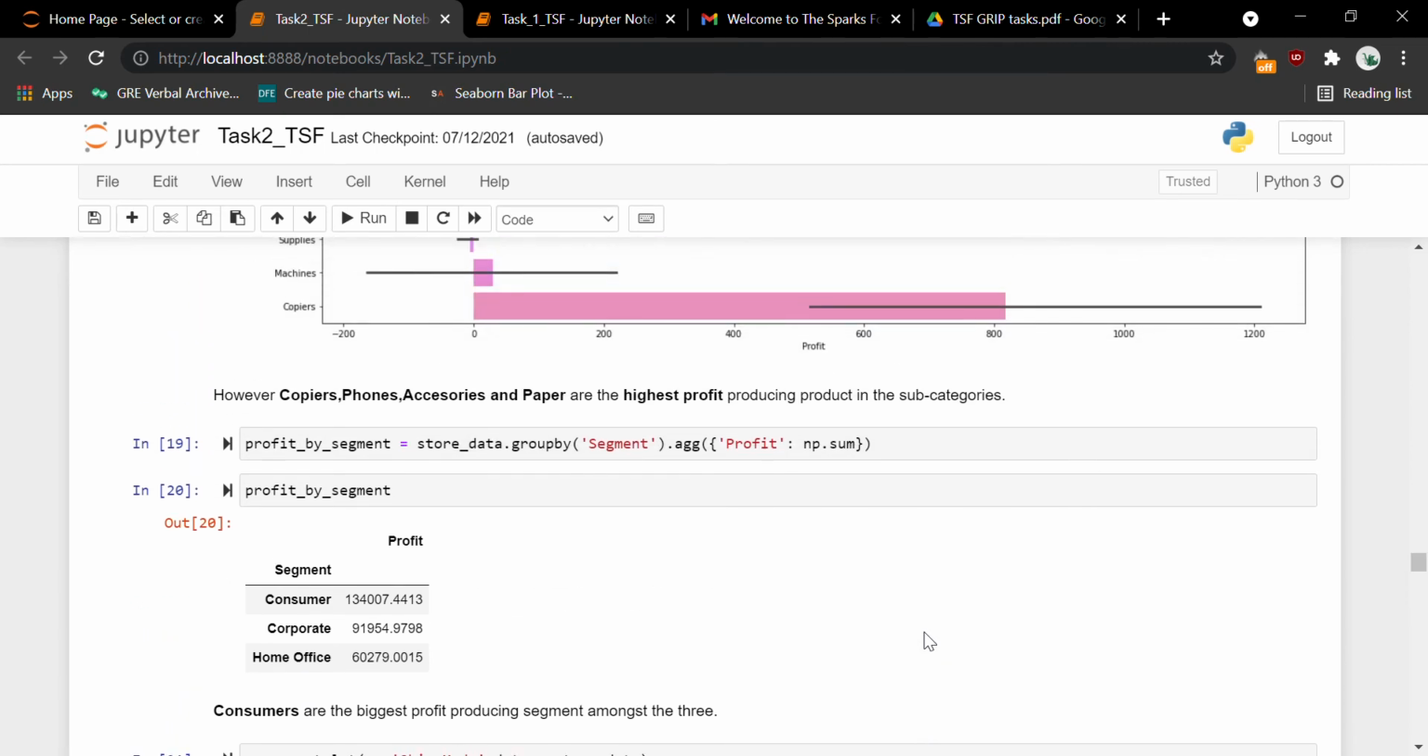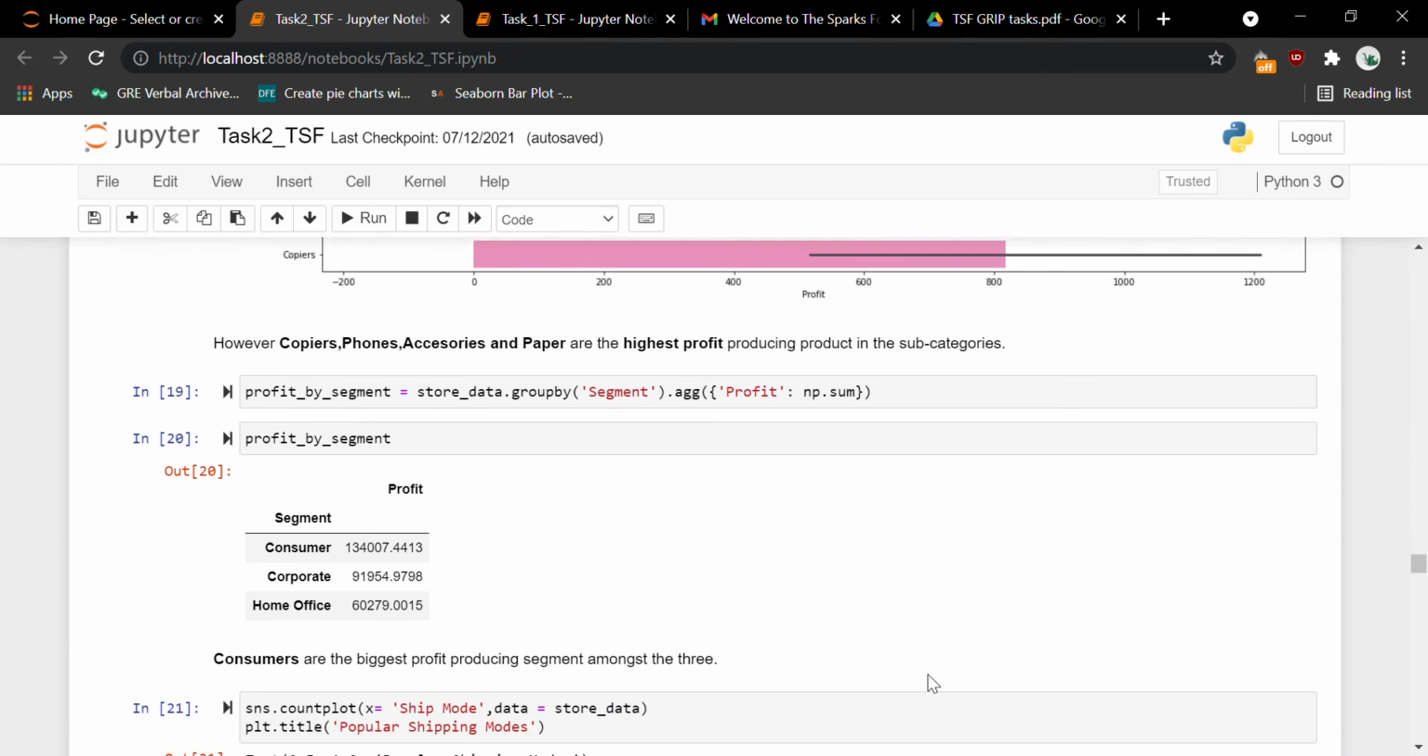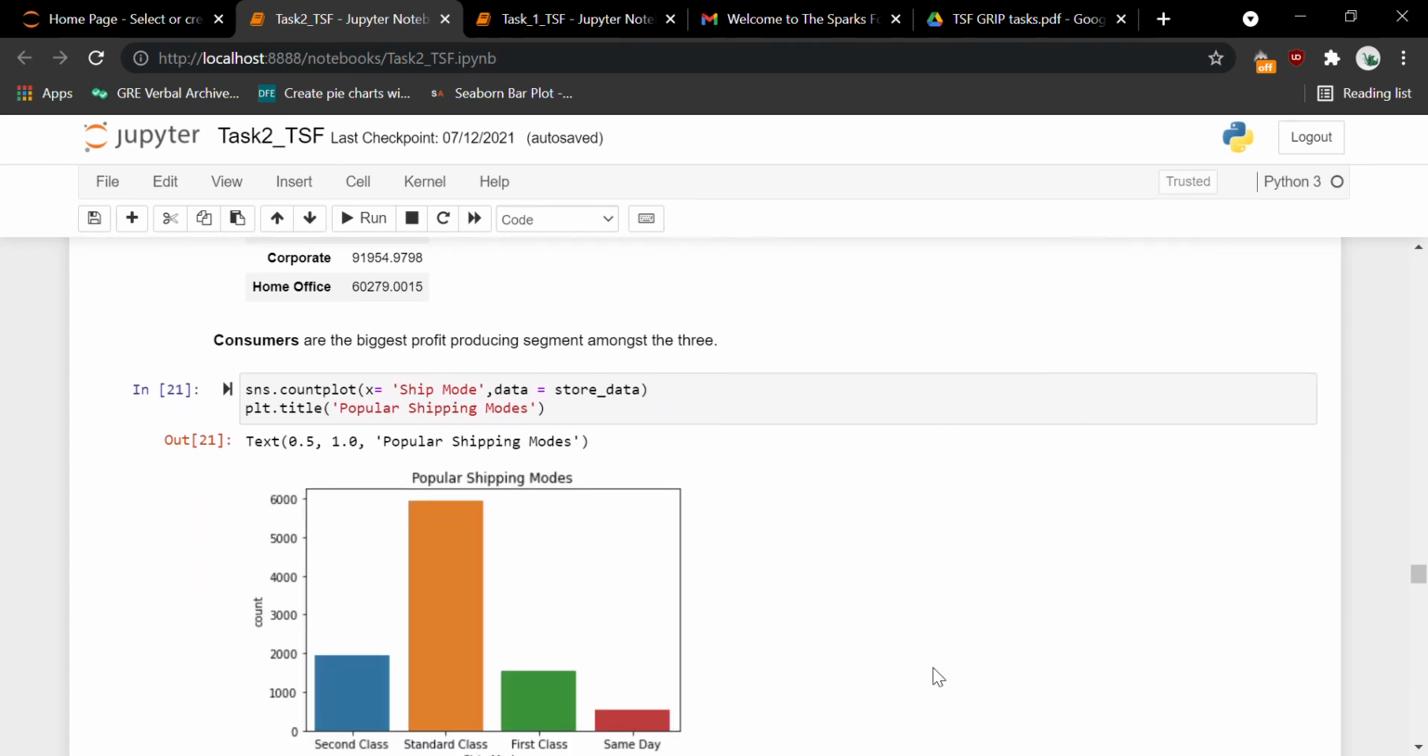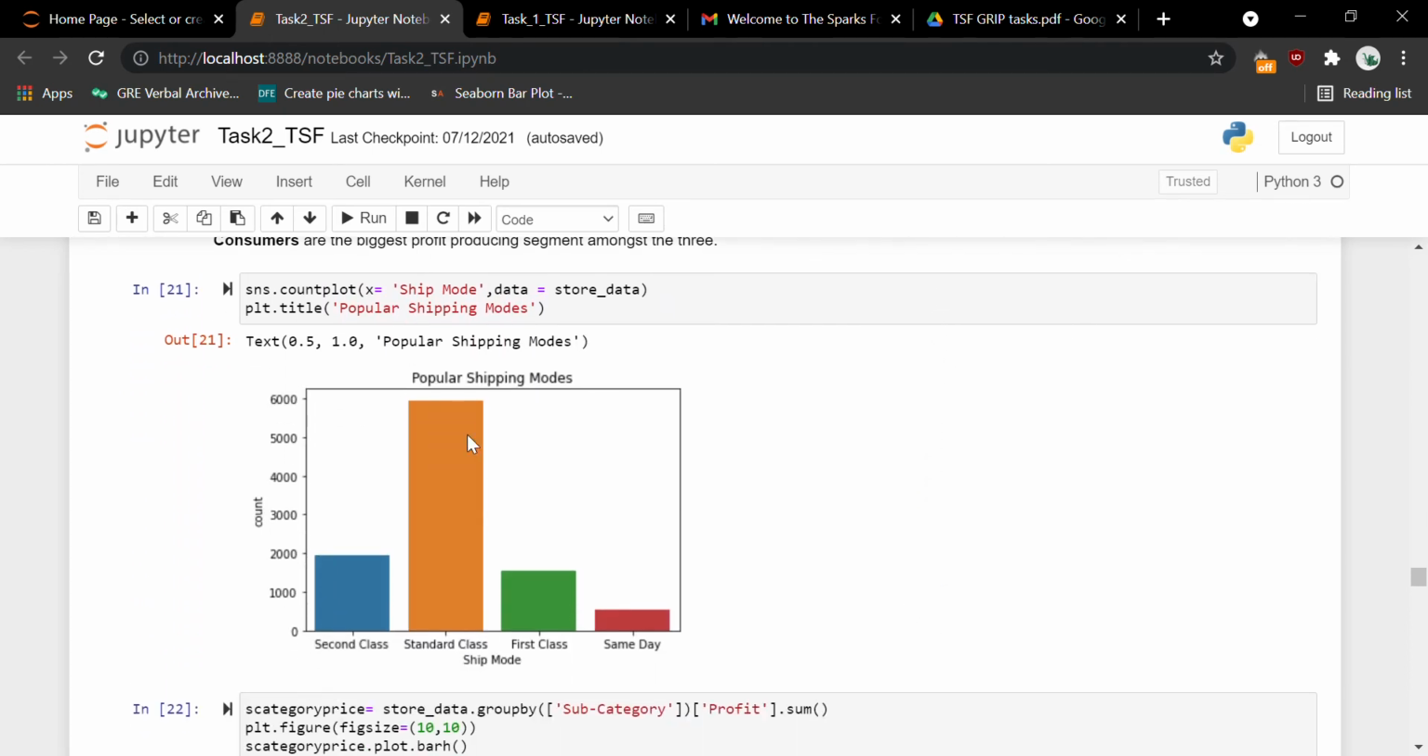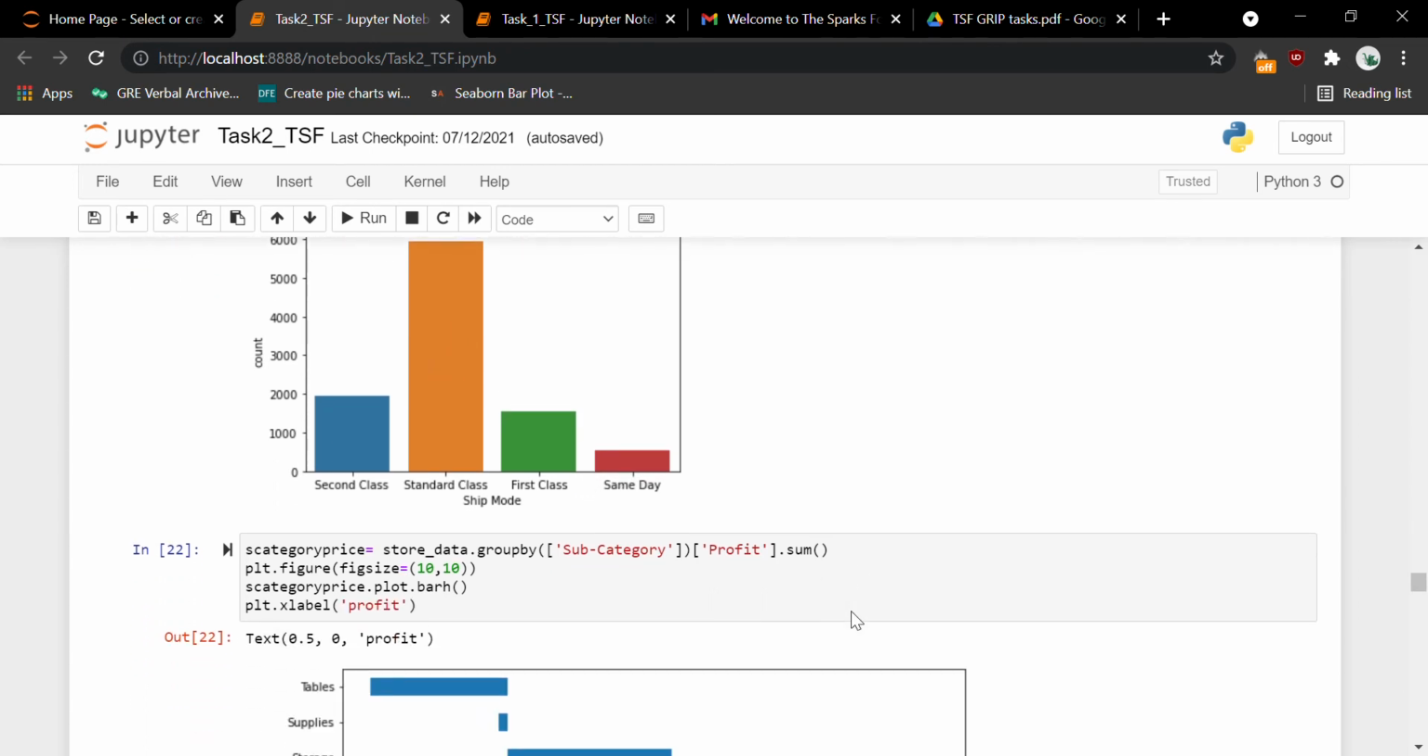To understand that basic demographic, let's check which segment is the highest profit. So consumers are the highest profit. So naturally we need to check out what are the shipping modes that are preferred by them, so that we could charge those particular shipping modes a bit higher. So we see standard class is obviously the highest and the same day is the lowest. So we see that we should give them incentives for ordering in the same day, or we should charge a bit higher on the standard class shipping segment.